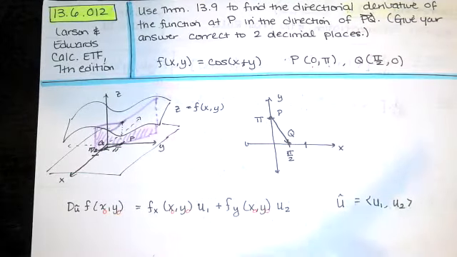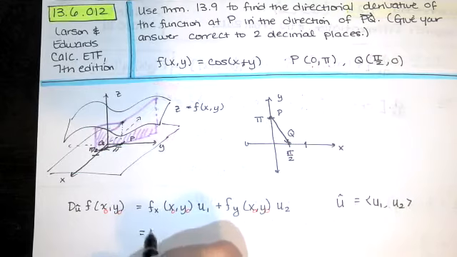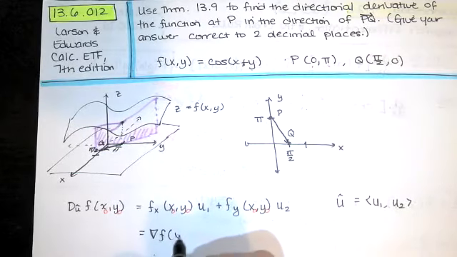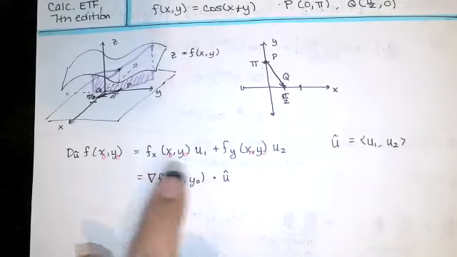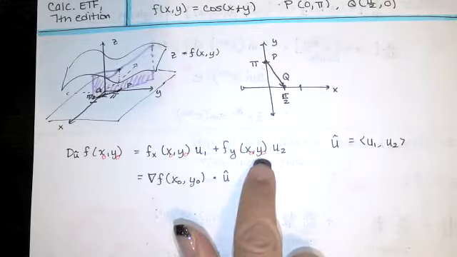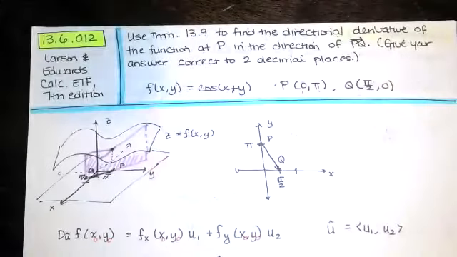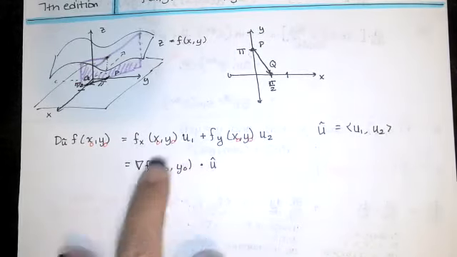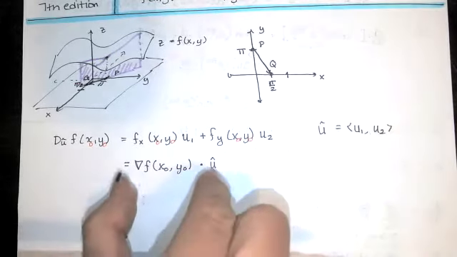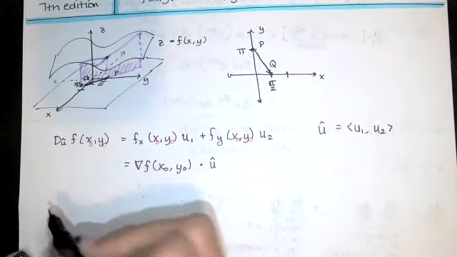Or we can think of this in terms of the gradient vector. This is the gradient of our function evaluated at x naught, y naught, dotted with that unit vector. Actually, I prefer this version, but I believe this version is what you see in the book in theorem 13.9. And so that's easy enough to compute. You can either do this or do this. They are just the same thing in different forms.